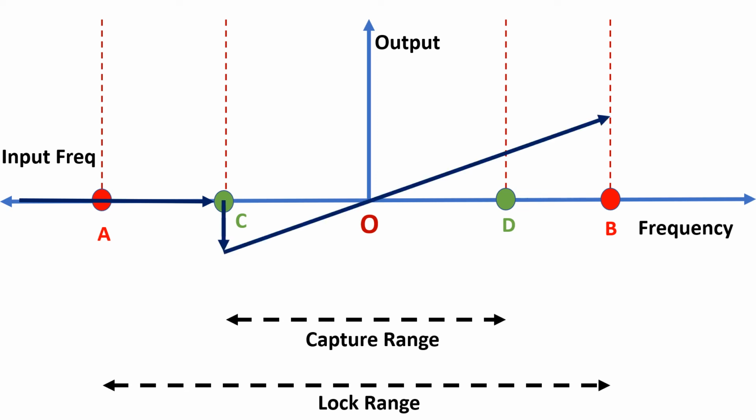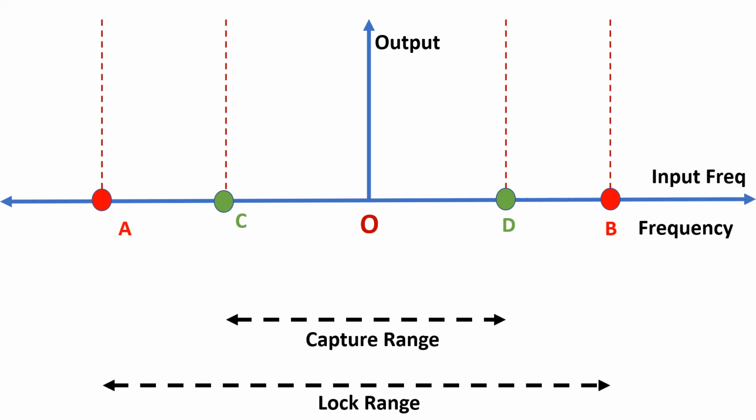PLL remains in locked mode till point B. We can see that when the input signal frequency is equal to the center frequency of the PLL, the equivalent output voltage is 0. When input signal frequency crosses point B, PLL comes out of the lock stage and stops getting the output voltage.